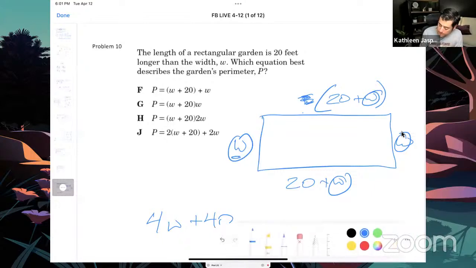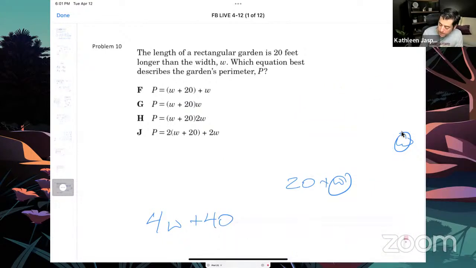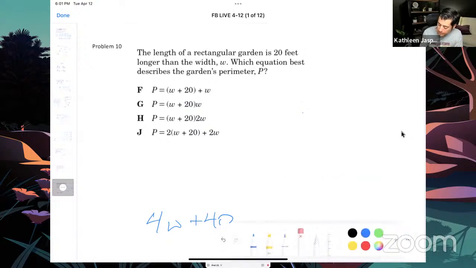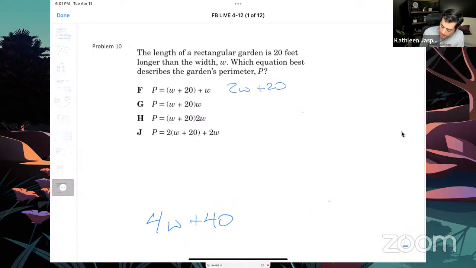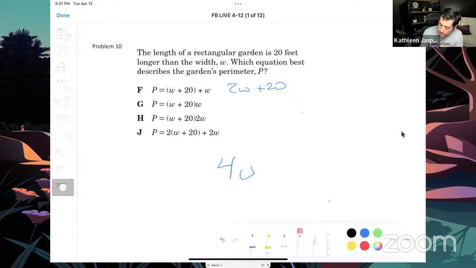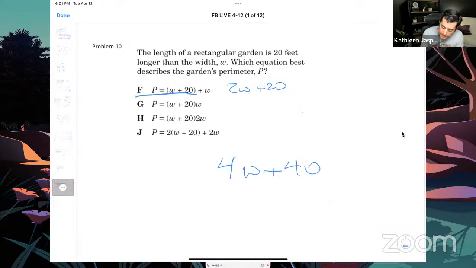So let me get rid of this because we figured out our perimeter. So I've got W plus 20 plus W. Well, that's just 2 W's and a 20. Well, that doesn't match my 4W plus 40. Let's do this over here. Let me put it up just so we can see. 4W plus 40. So that's out.